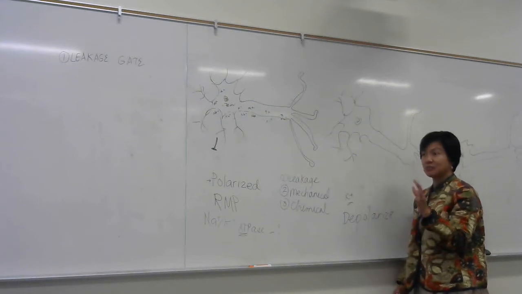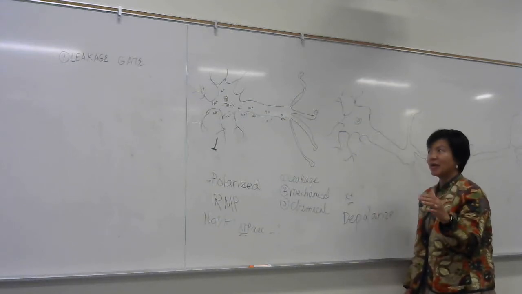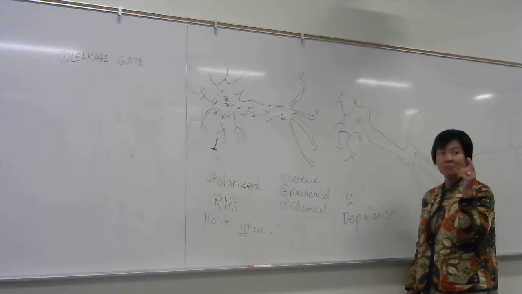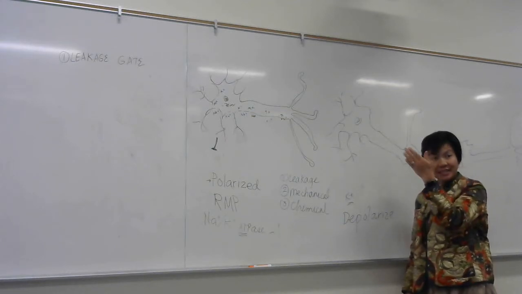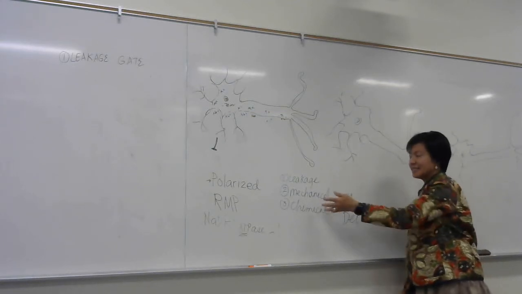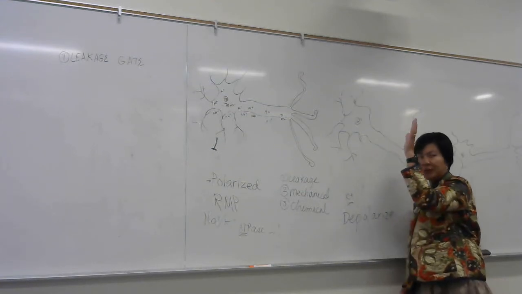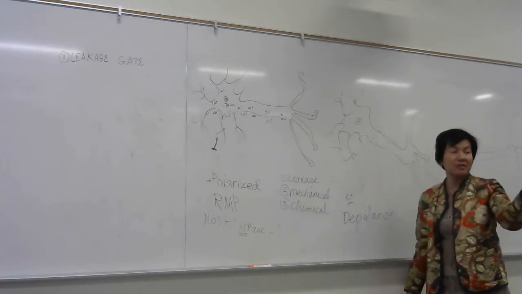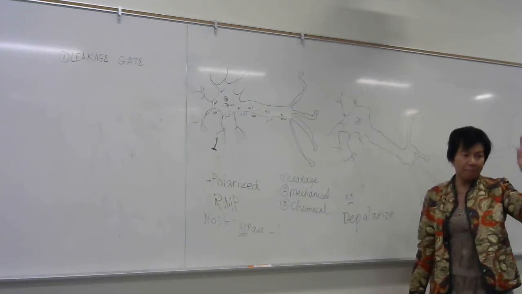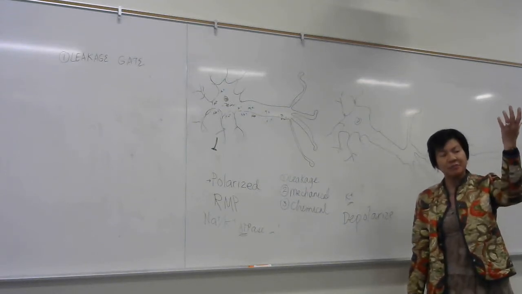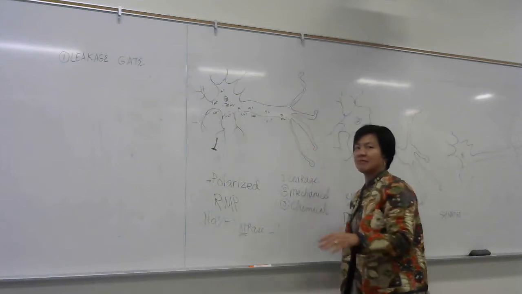So at rest, we go back. When we're resting, we have leakage gates. The charge is minus 70. What are these gates? They're nothing but sodium and potassium, always open, with leakage, but you have the sodium-potassium pump. It pushes sodium out and keeps potassium in, so you keep that minus 70.